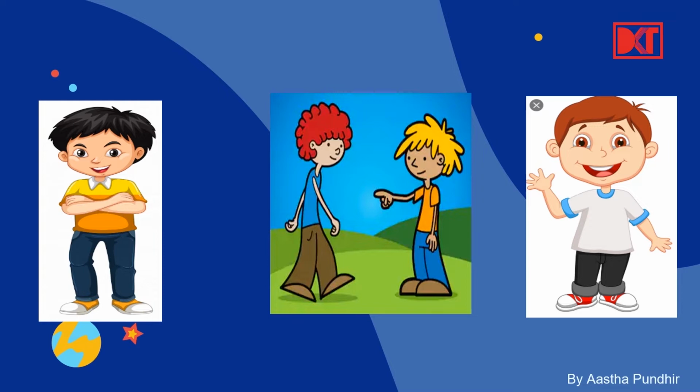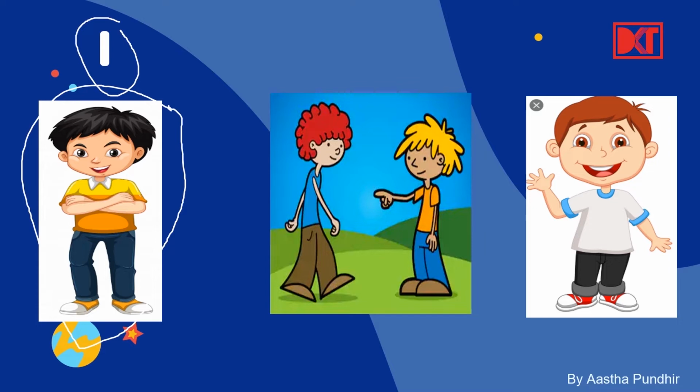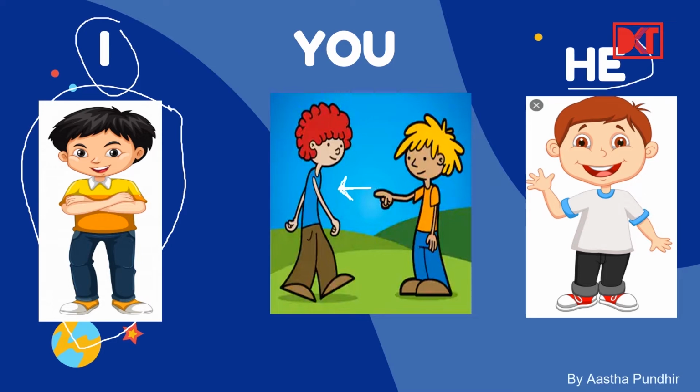Okay, so now you see, here there are persons. Suppose, let's say this is you. So what will you call yourself? You call yourself I, right? Now this person is pointing towards another person. So what would you use for another person? You would use you. Then another one, suppose you're talking about somebody else, that there is another guy. What pronoun will you use for him? He.